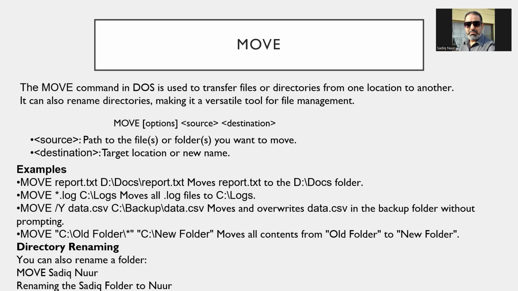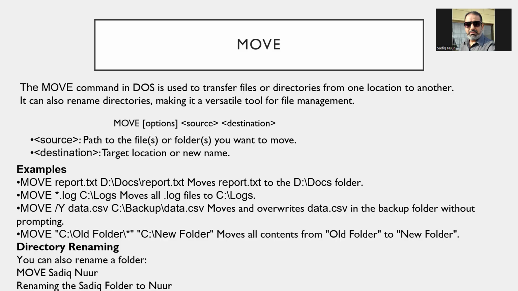Move. The move command in DOS is used to transfer files or directories from one location to another. It can also rename directories, making it a versatile tool for file management, the move command. So I have the syntax at the top. It says move, you can use any switches, the source to the destination. So the source is the path to the file or the folder you want to move. Destination is the target location or the new name.